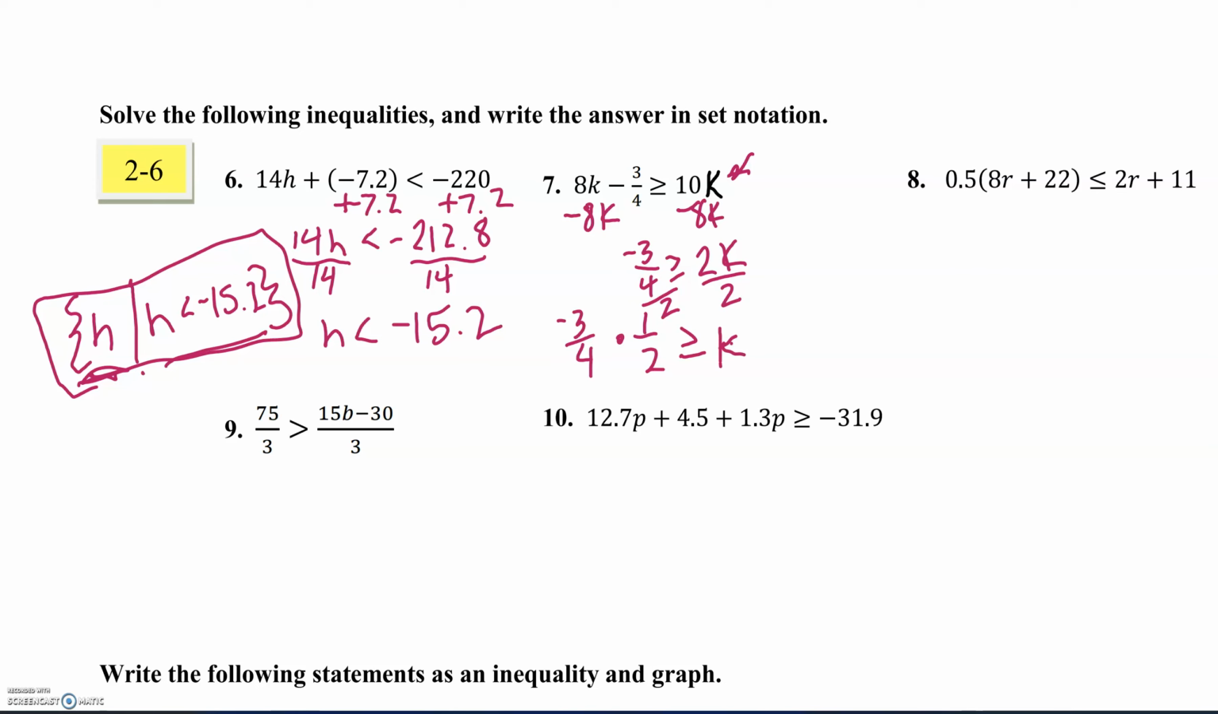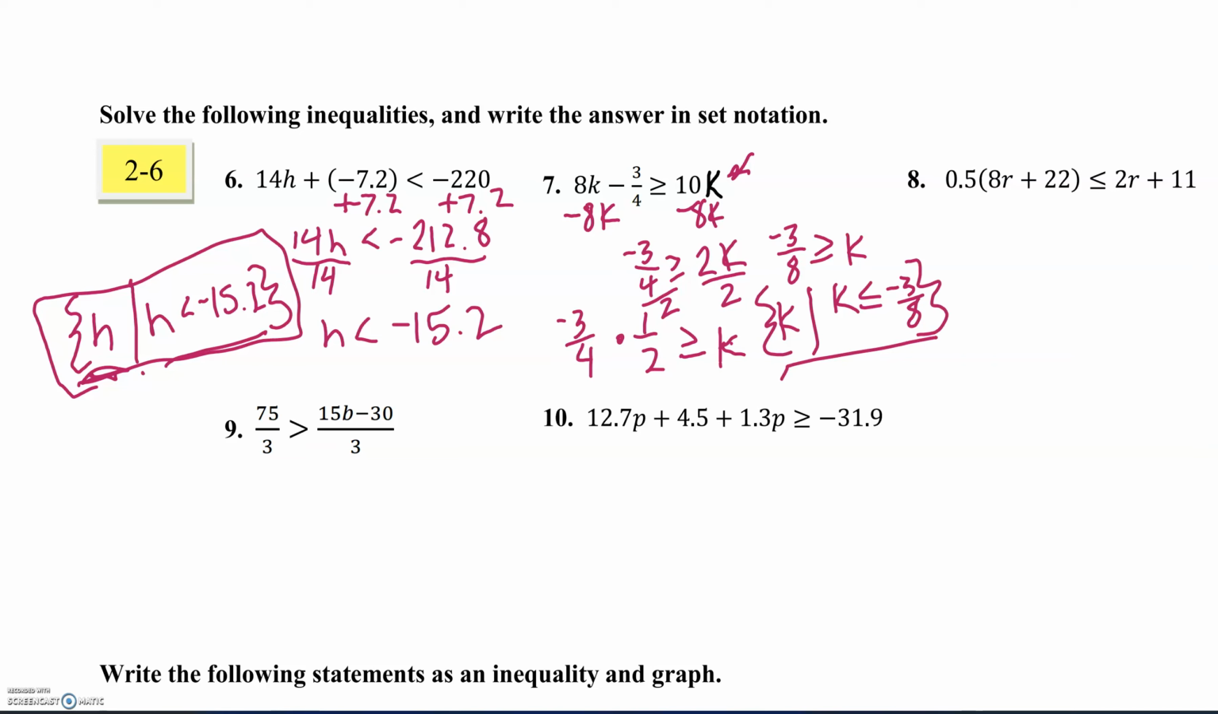Negative 3/4 times 1/2 is negative 3/8, and you can put that in your calculator if you want to make it a decimal. So there's my answer. I have now solved for k. Negative 3/8 is always greater than or equal to k. I could also say it the other way around. K is less than or equal to negative 3/8. And for set notation, for our final answer, that's how we want to write it. So we have our k, the long straight such that line, and our squiggles. So here's our final answer.